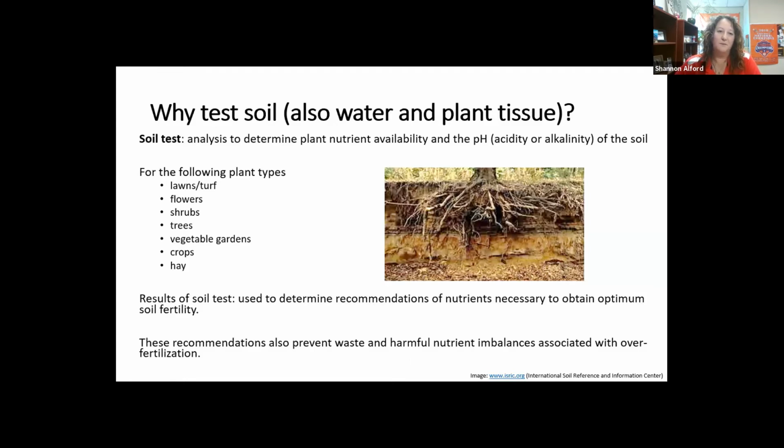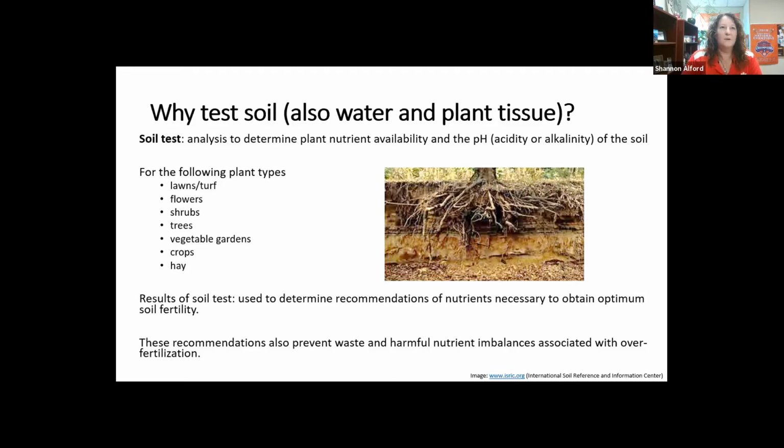And so people want to test soil for that. Shrubs and trees, including forestry, so not just trees in your yard, of course, vegetable gardens, and then certainly the agronomic crops, and also for hay. So a lot of different types of plants and a lot of different types of producers are going to be sending us samples. So the results of your soil test are going to be used, as I mentioned in the lab tour, to generate those recommendations that you're going to see on your soil report.